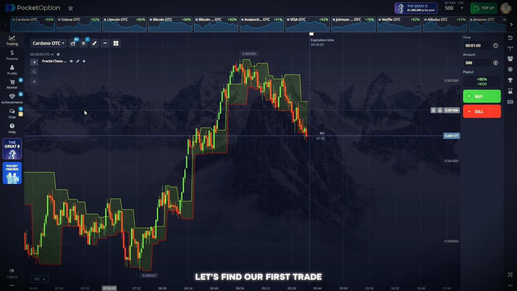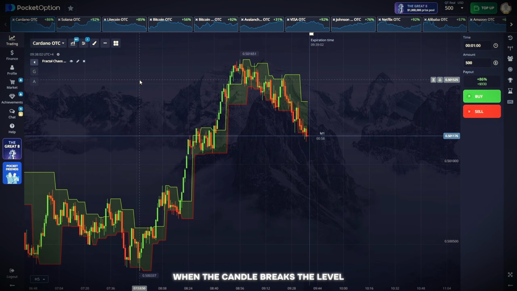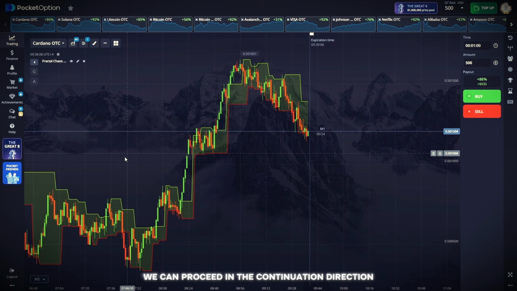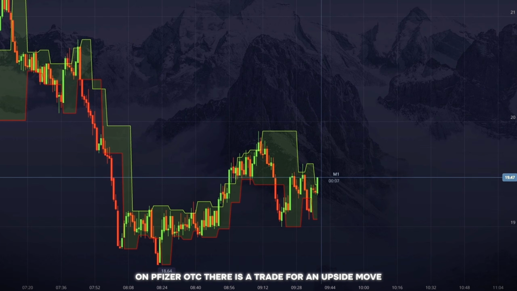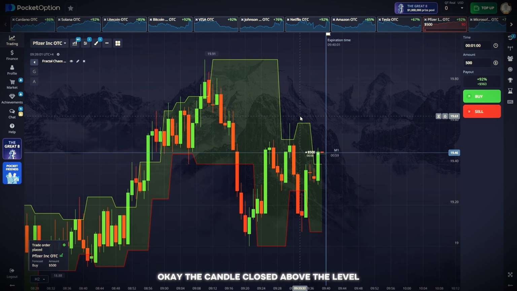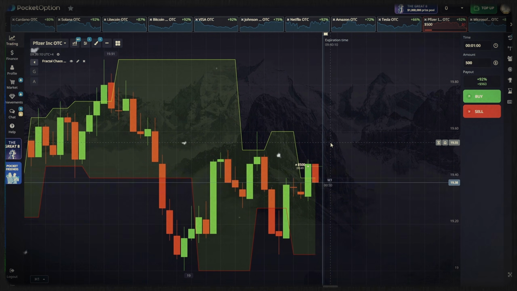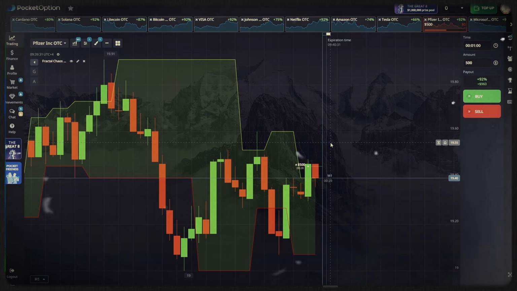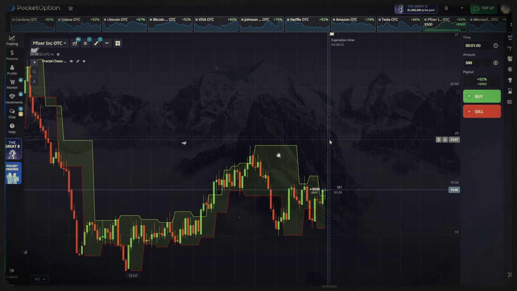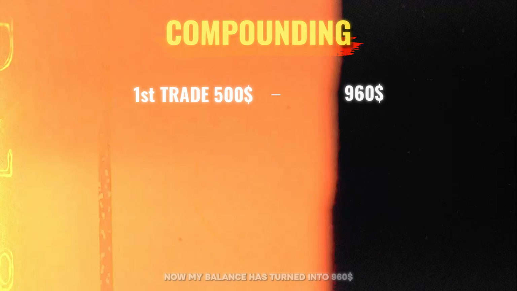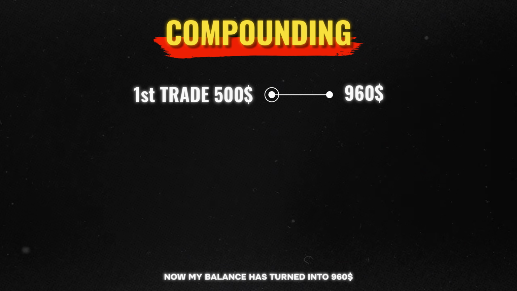Let's find our first trade. When the candle breaks the level, we can proceed in the continuation direction. On Pfizer OTC, there is a trade for an upside move. So let's wait for the candle to close. Okay. The candle closed above the level, so I proceeded for the upside move on Pfizer OTC with $500. With just a few seconds left, I won my first trade. Now my balance has turned into $960.